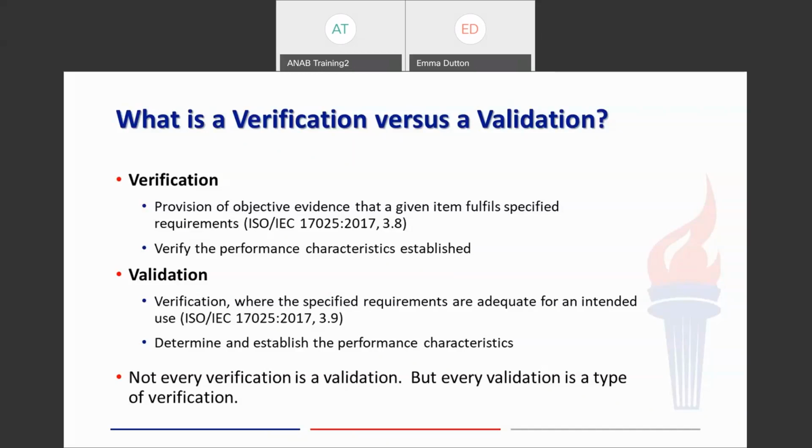And validation, the definition starts with that it's a verification or a type of verification. Really, for a validation, what you're determining and establishing are those performance characteristics under which that method operates. So keep in mind that not every verification is a validation, but every validation is a type of verification. In one instance, for verification, you're determining that those performance characteristics that have already been established meet your needs in your laboratory. Validation, on the other hand, you're actually establishing those performance characteristics.